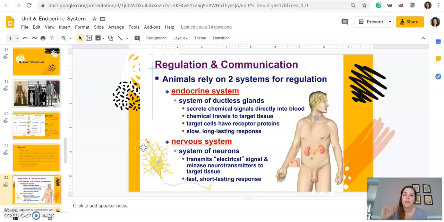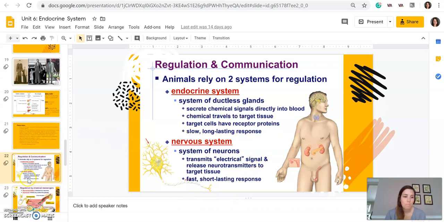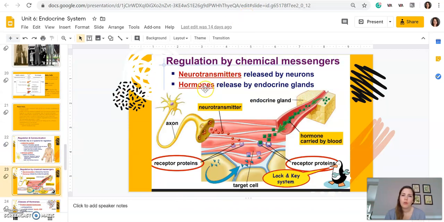We also need to know the connection between the endocrine system and the nervous system. As we know, the endocrine system is made of glands. The nervous system, which we already did, is made of neurons. We know neurotransmitters, we talked about acetylcholine, are released by neurons. Hormones are released by endocrine glands, so a little bit different.